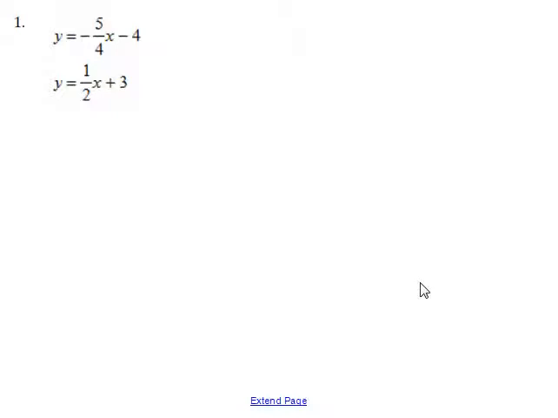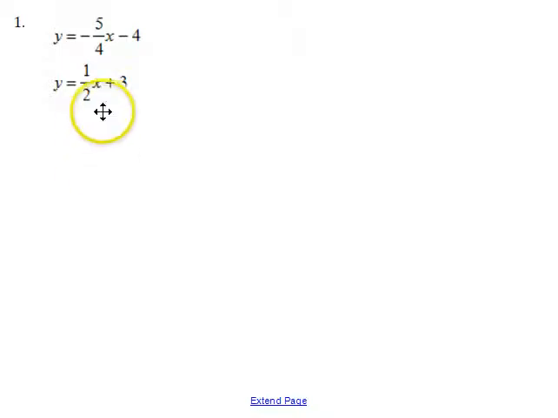Here's the first problem. Remember, a system of equations is just 2 equations. Could be more, but all we've talked about were 2. 2 equations representing 2 lines, and you're trying to figure out where those lines cross. When they cross, you found something that works for both of them.